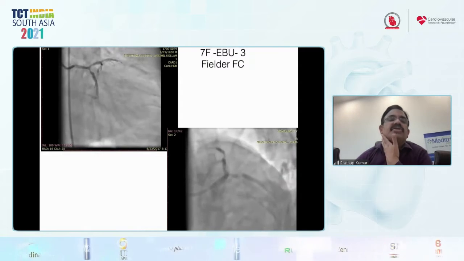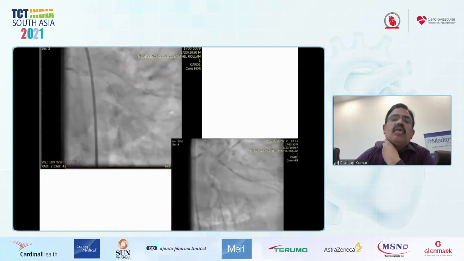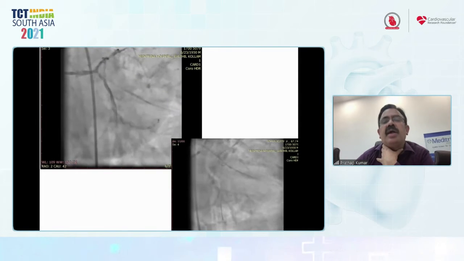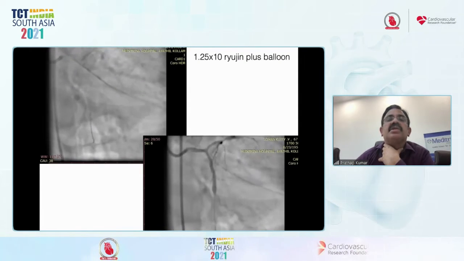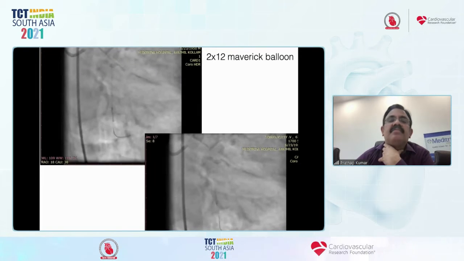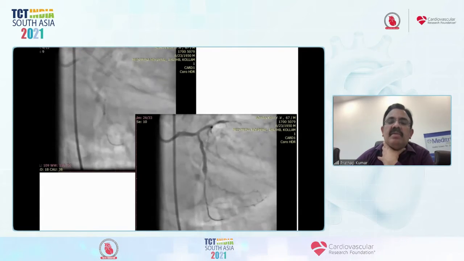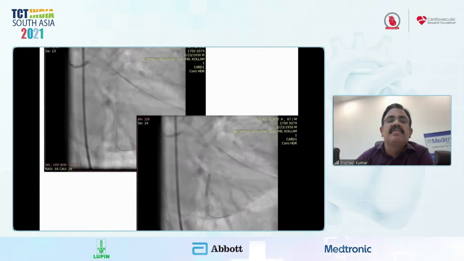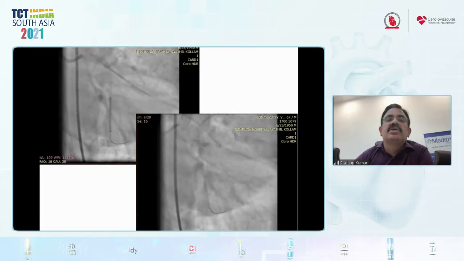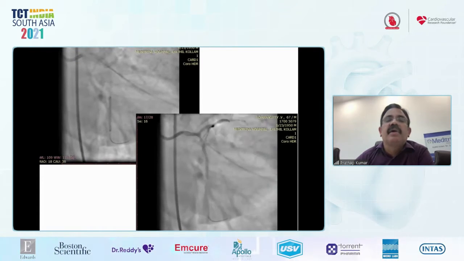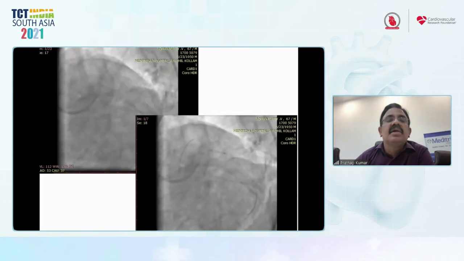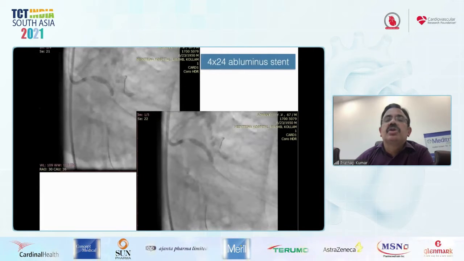We used a 7 French guide. My plan was to open the OM vessel first of all because of the moderate MR. I put the wire across. We used a small balloon, dilated the vessel with a 2 into 12 millimeter balloon. I was a little afraid because the vessel is looking very small from the LAD perspective. Finally, we put a long stent, a 2.5 into 38 stent. Then we have significant dilatation, that is actually 2 into 12.